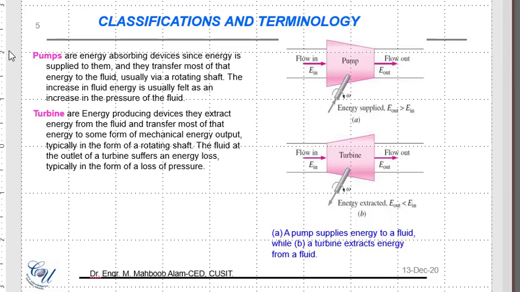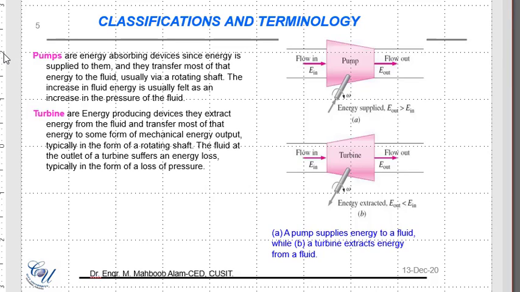through different things. One of them is rotating shaft. And this increase in fluid energy is basically felt as the increase in pressure of the fluid. So when we are introducing energy into the fluid through the pump, we are basically increasing the pressure of the fluid. Turbines, on the other hand, are energy producing devices.